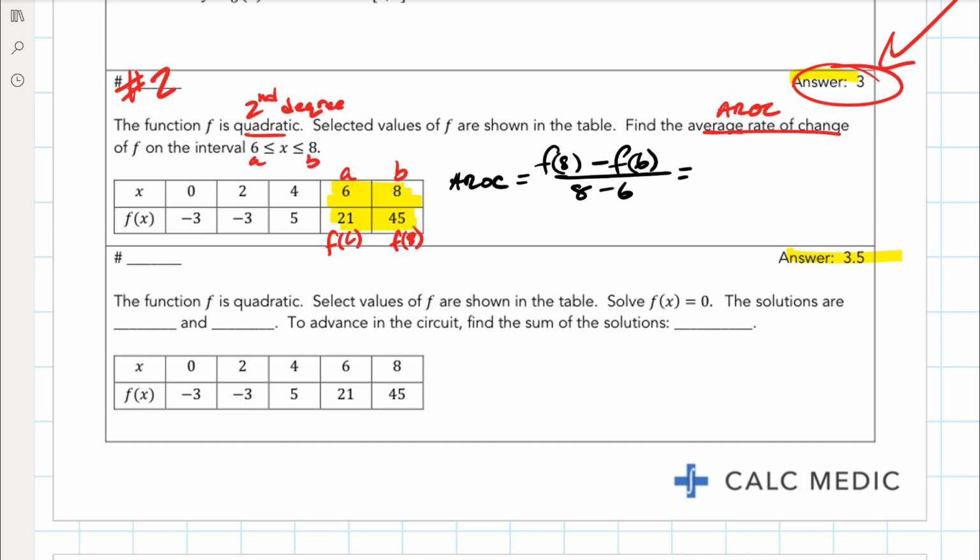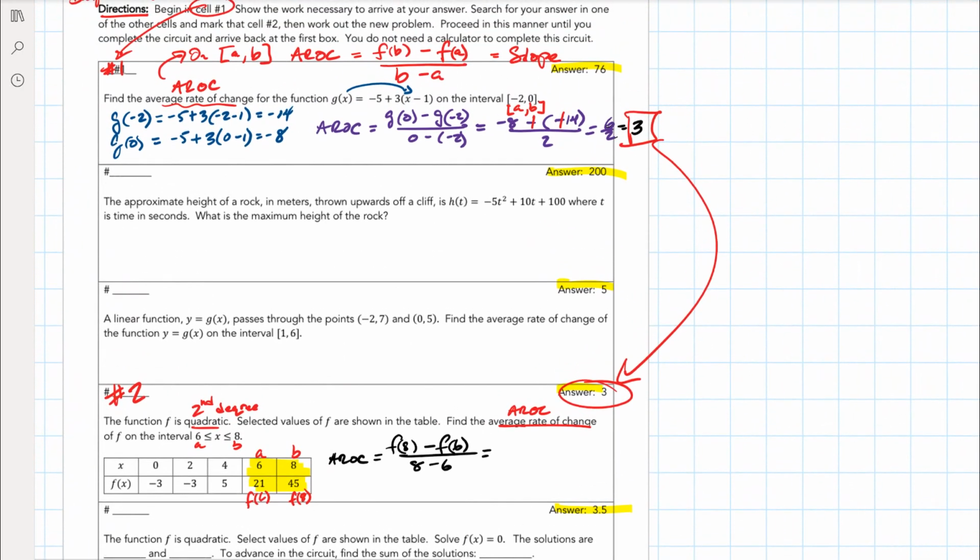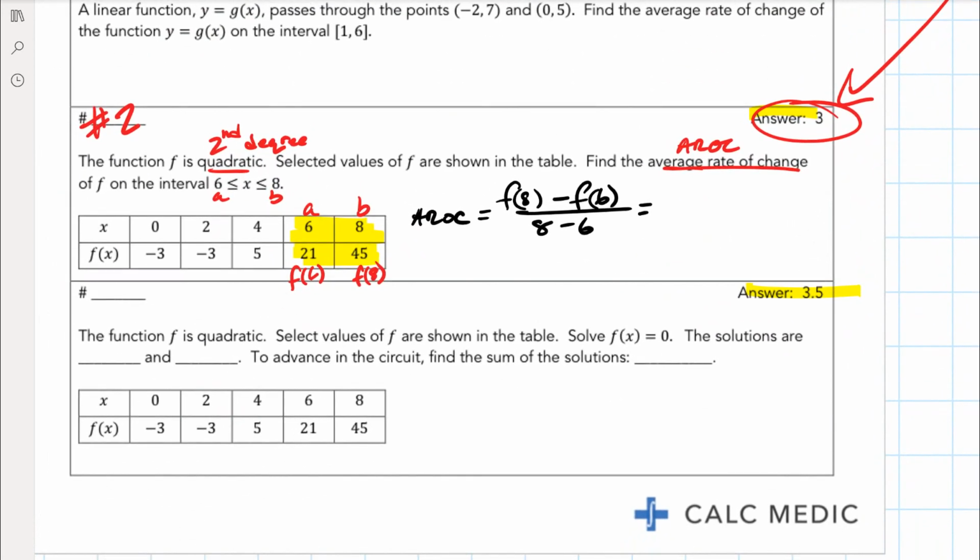Now here, unlike the first problem, where you have to actually calculate g of -2 and g of 0 because they give you a function, here we don't have to calculate because they give it to you in the table. All right, we know f of 6 is 21, f of 8 is 45. They're function values, they're y values. So when I say function values, I'm talking about the y values.